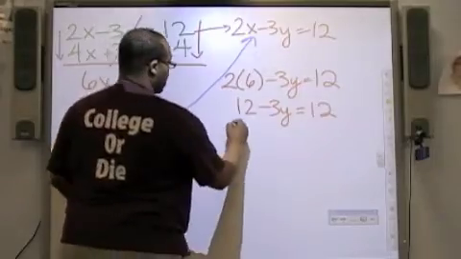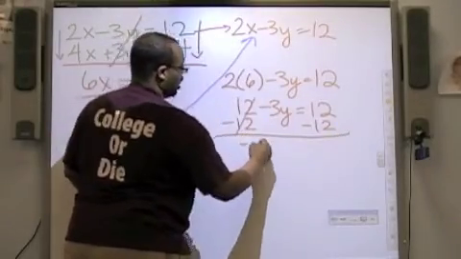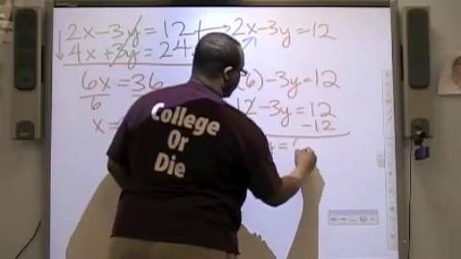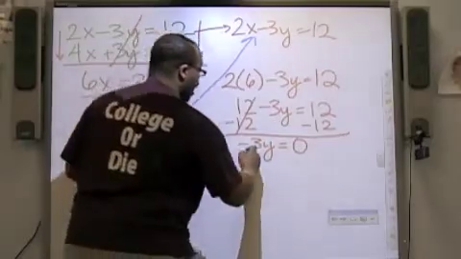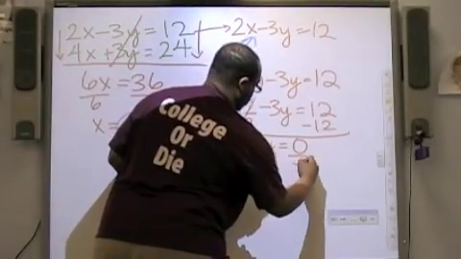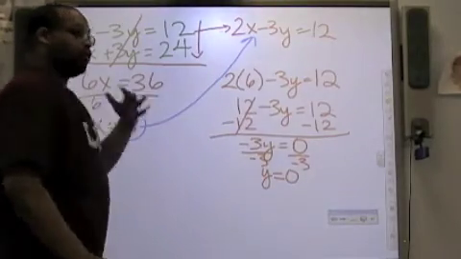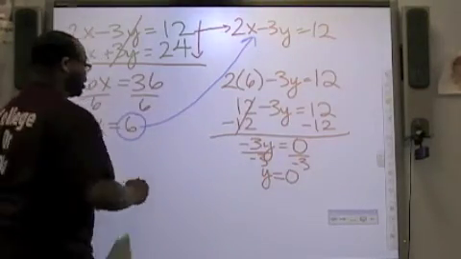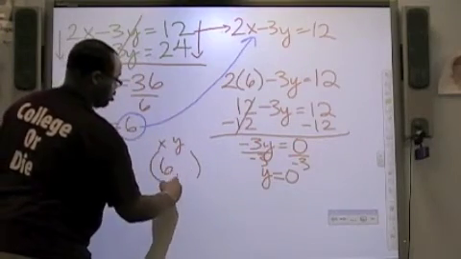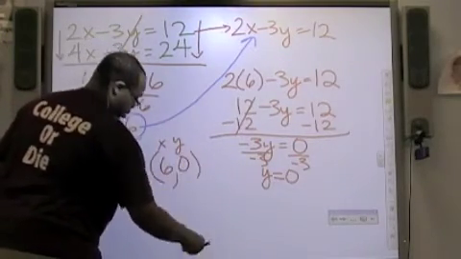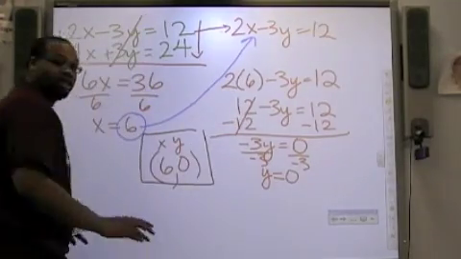Subtract 12 from both sides. Negative 3y equals 0. Divide by negative 3 on both sides to solve for y, and we're almost there. Y equals 0. Now I have my solution. It was quick, it wasn't messy, it was nice, it was beautiful. And so x is 6, y is 0. There's my solution.